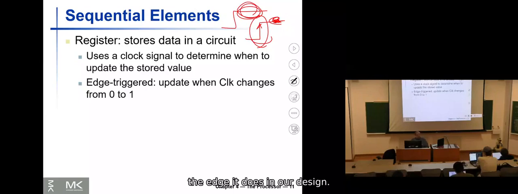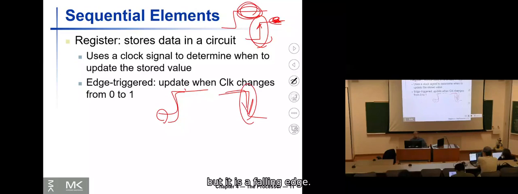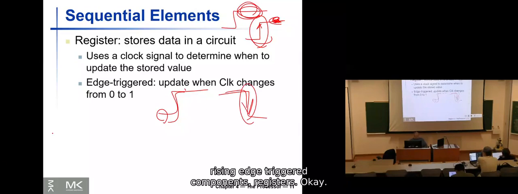So in our design, we are assuming that our registers are edge triggered. When the signal changes from 0 to 1, it is a rising edge, and it triggers. If it is an edge from 1 to 0, this is an edge also, but it is a falling edge. In our design, we are using rising edge triggered components, registers. Okay.